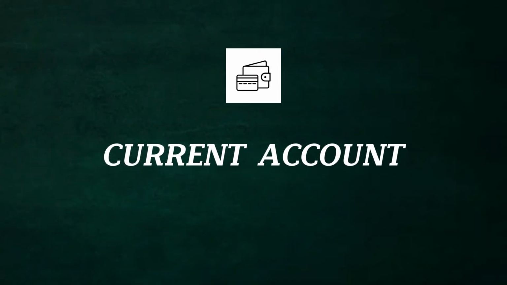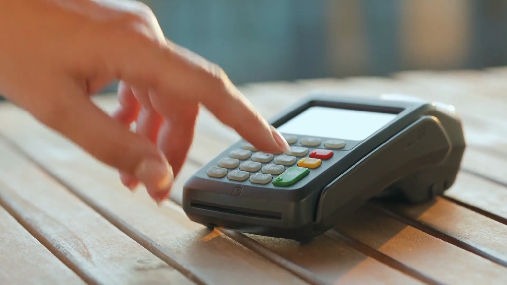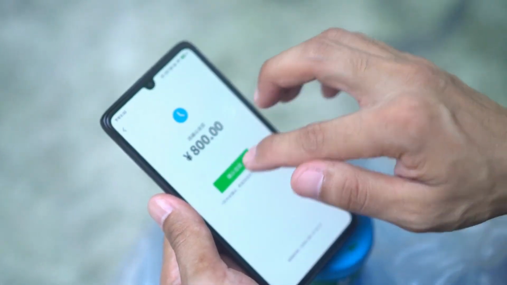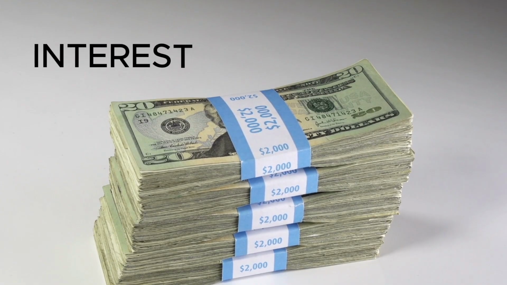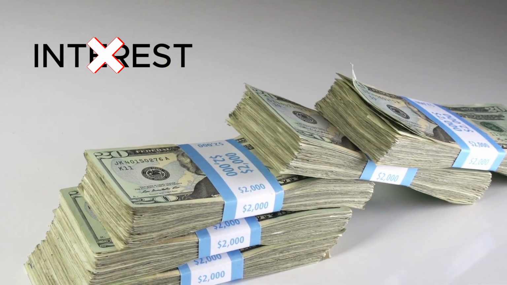Current account. This account is meant for daily transactions, such as withdrawals and deposits using checks, debit cards, and electronic payments. This account doesn't earn you interest. So I will recommend, if you are not a business owner, you can use it to deposit your salary.